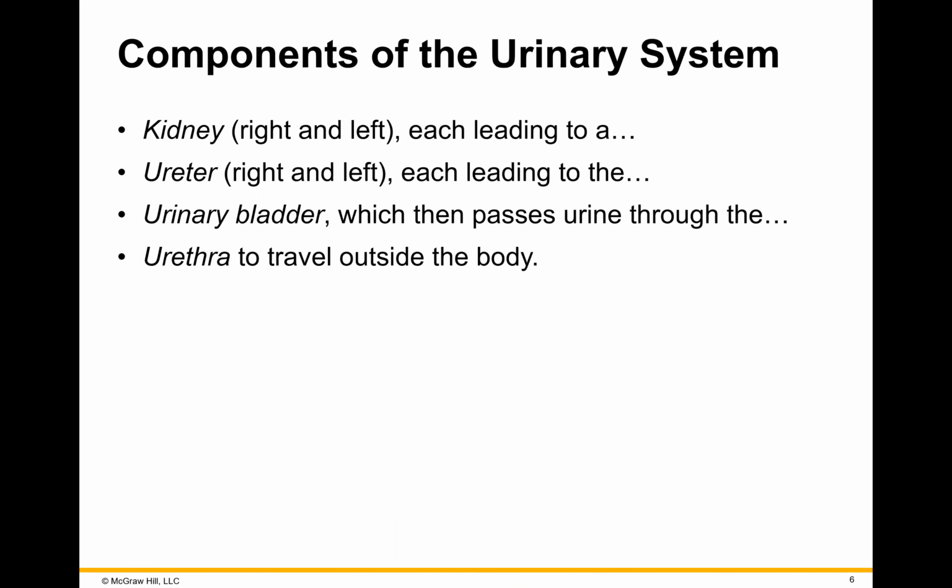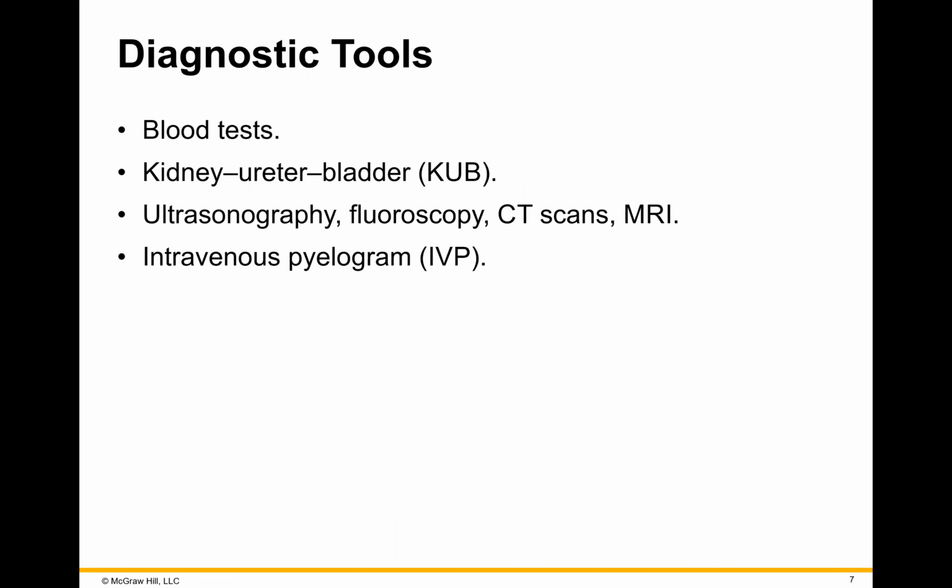One of the things that we look at with the urinary system is the kidney. We have two of them, right and left, and they're connected to the bladder by the ureter, not to be confused with the urethra. The urethra is the passage from the urinary bladder to the outside. Tools that we use: blood tests, of course, the KUB, kidney, ureter, bladder, for imaging, ultrasounds, fluoroscopy, CTs, MRIs, IVPs.